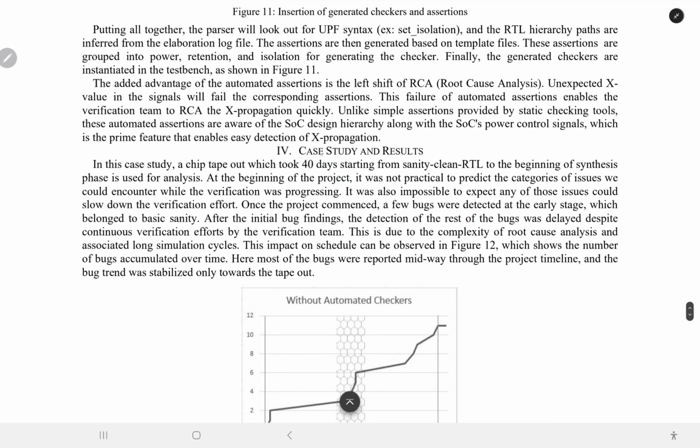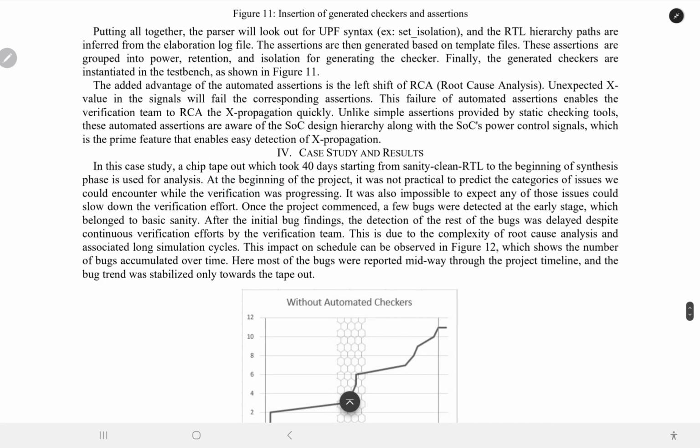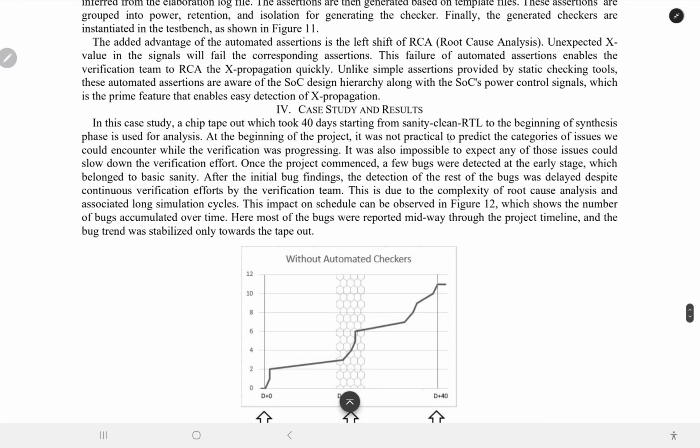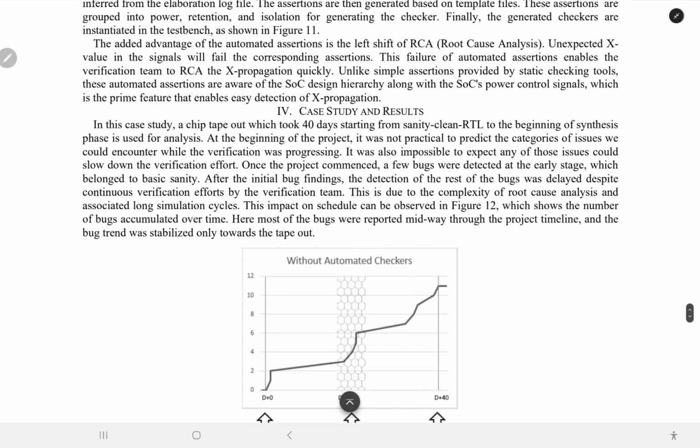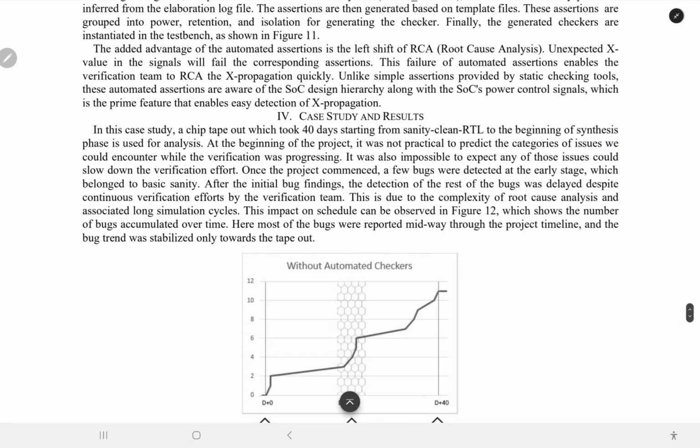4. Case study and the result. In this case study, a chip tape out with 40 days starting from the sanity-clean RTL to the beginning of the synthesis phase is used for analysis. At the beginning of the project, it was not practical to predict the categories of issues we could encounter while the verification was progressing. It was also impossible to expect any of those issues could slow down the verification effort.